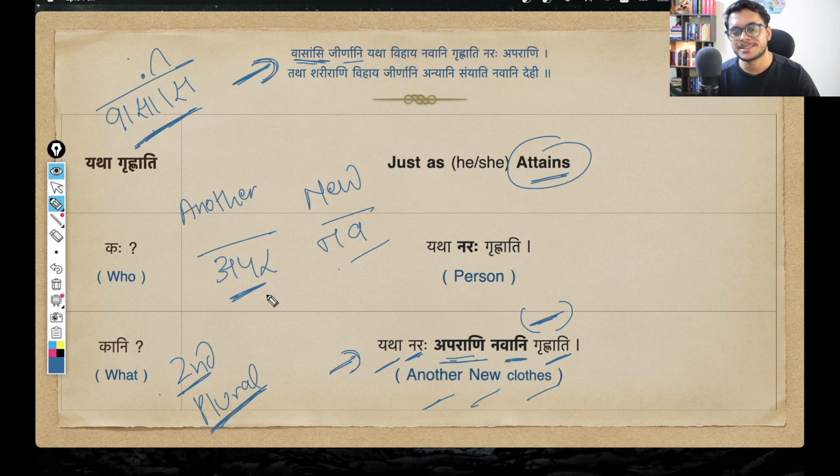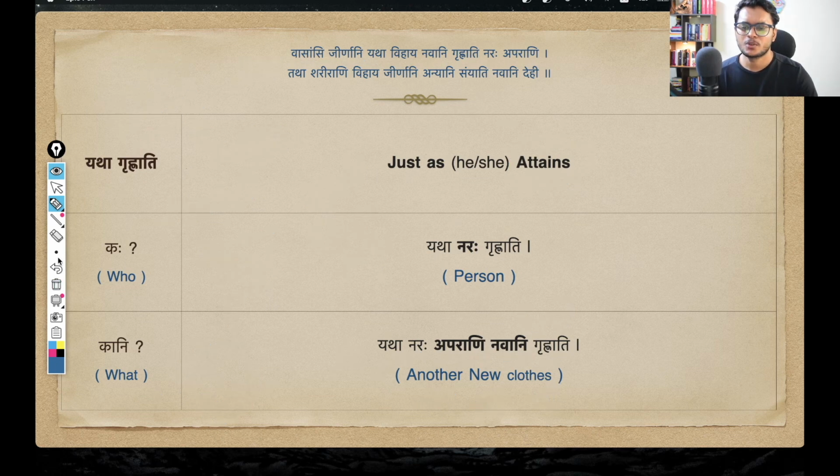So this adjective, apara, of course will follow the same dutiya vibhakti plural. Because both of these adjectives are describing this namapada. It is a neuter gender namapada, so they will take the neuter gender form. Apara changes into aparani, means another clothes. And nava changes into navani, that means new clothes. I hope this is clear, pretty straightforward as you can see.